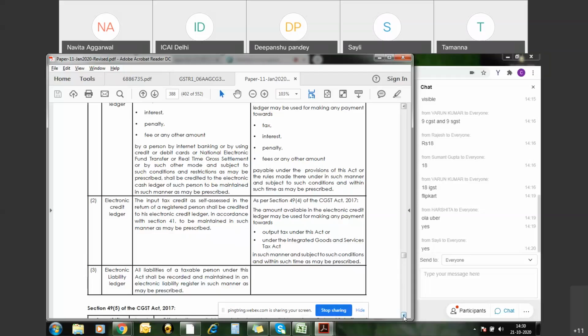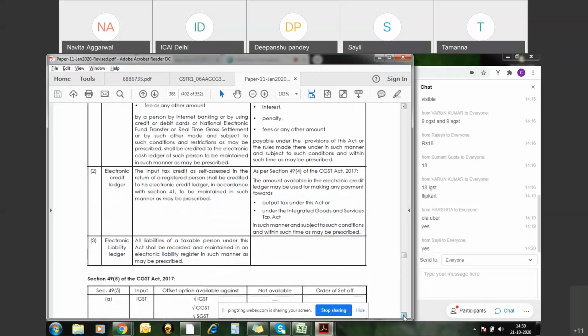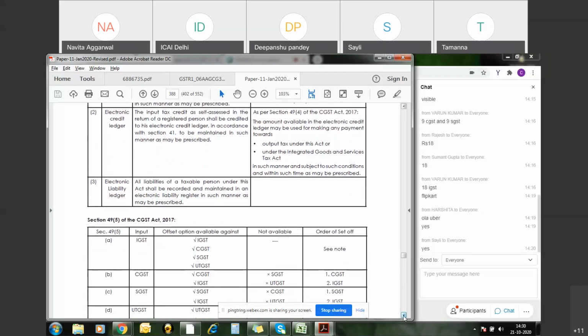Later in this note we are going to study the rules for how this ITC available under three heads can be utilized against the outward liability available under three heads. There are certain rules defined under the law.